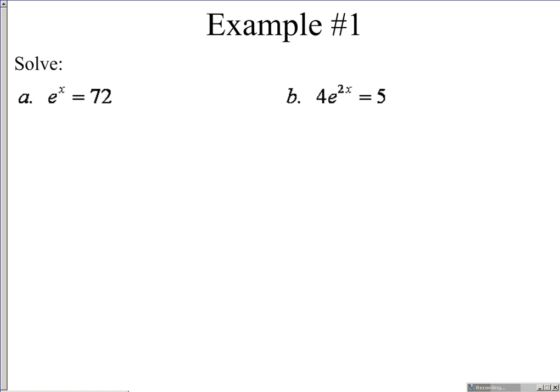So looking at letter A here, first step, we want to isolate the exponential. That means we get the exponential all by itself. In this case, e to the x is all by itself. So we can go right to the second step, which is to take the natural log of both sides.